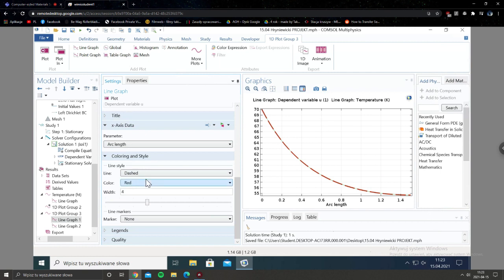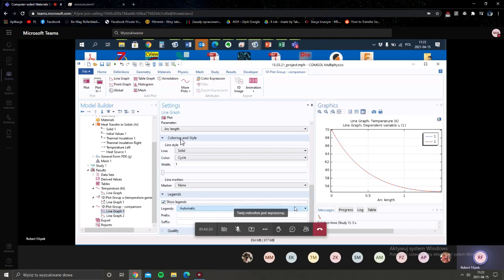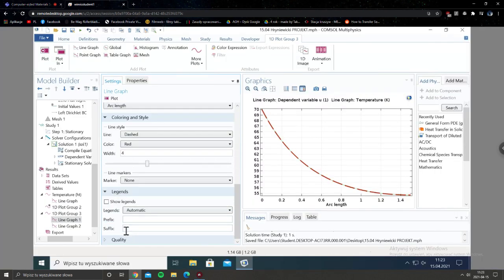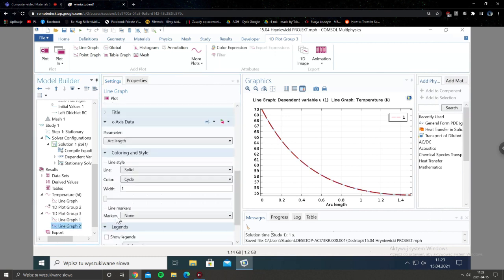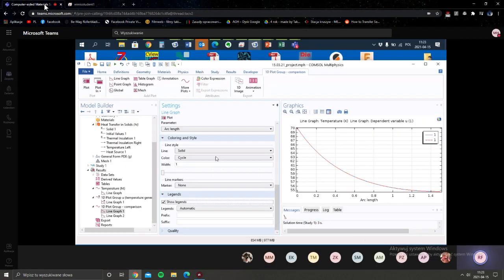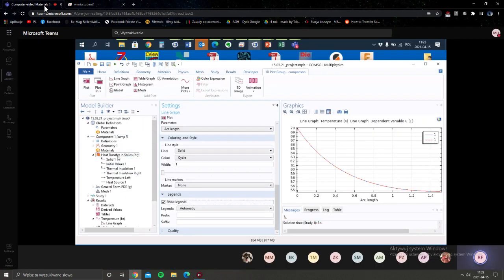So we can choose legends also. Yes. And those solutions match perfectly. So we obtain exactly the same solution using different interfaces. We're using different ways to solve our problem.